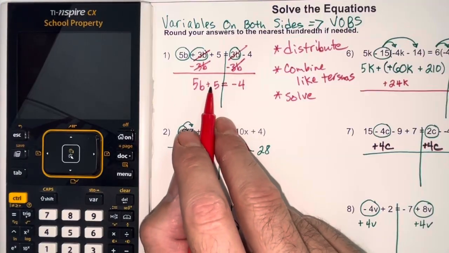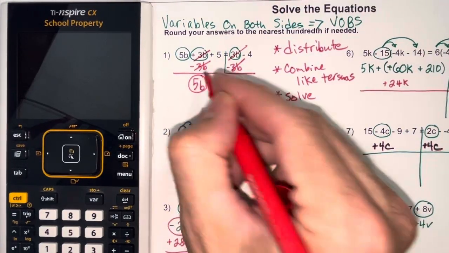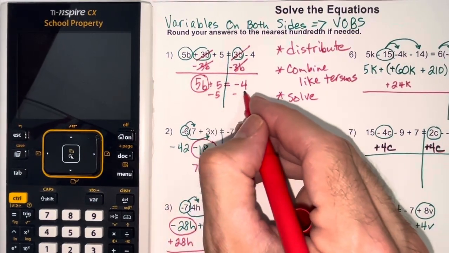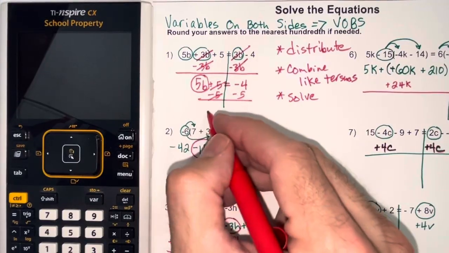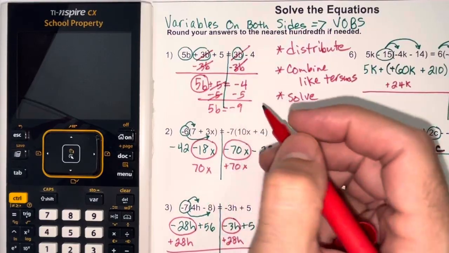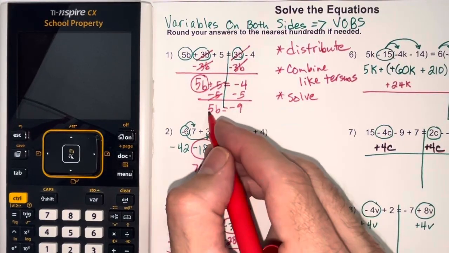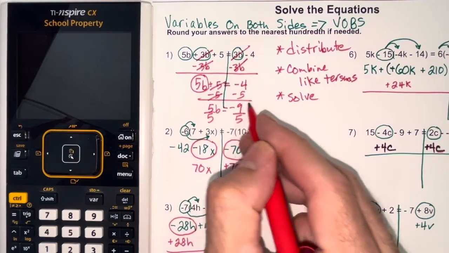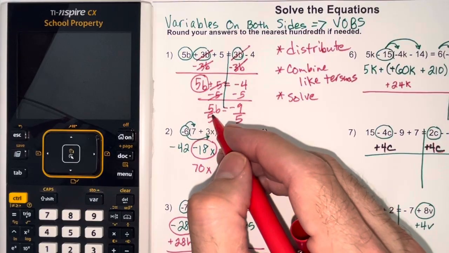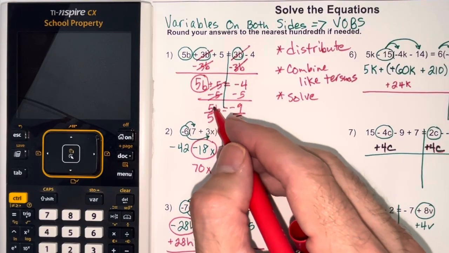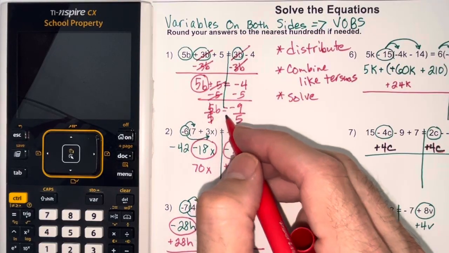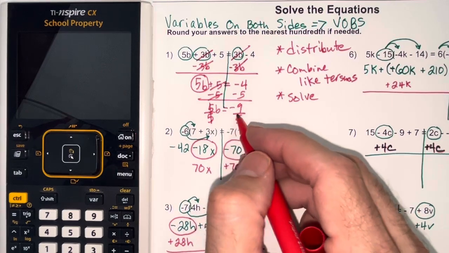Now we're just going to solve using opposites. Circle your variable term. Now we have one variable term, and we're going to subtract 5 from both sides, and we're left with 5b is equal to -9. The variable is multiplied by 5, so to inverse, we do the opposite of multiplying by 5. We're going to divide by 5, and we do that on both sides of our equal sign. So b equals -9 over 5.